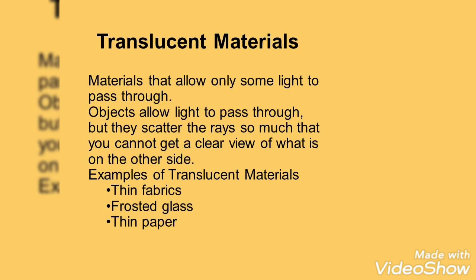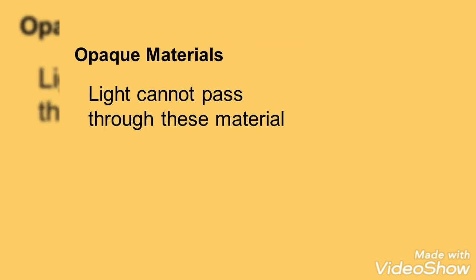The object which allows only a small amount of light to pass through it is called a translucent object. For example, butter paper, muddy water, frosted glass, smoked glass, thin paper, they all come under translucent objects. Then there are opaque objects.